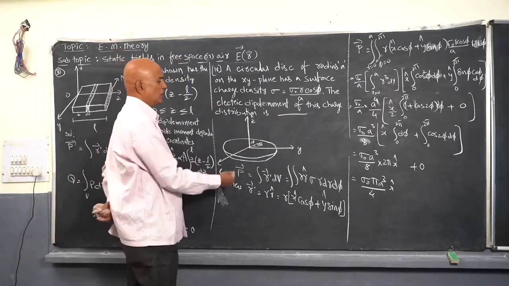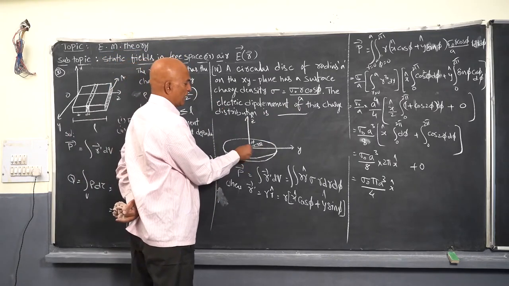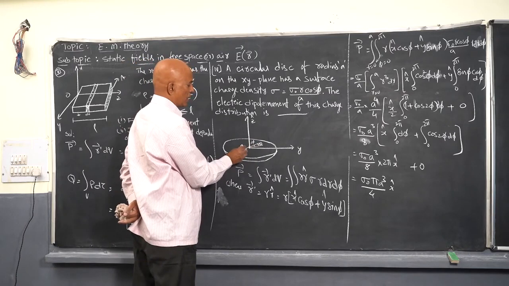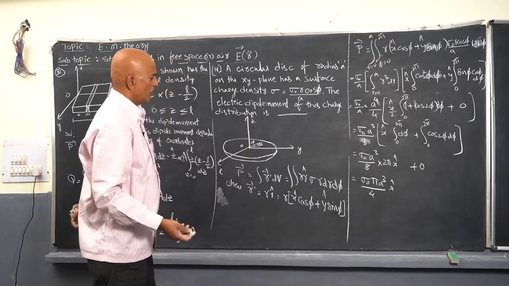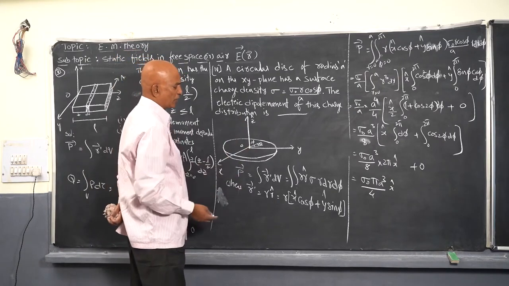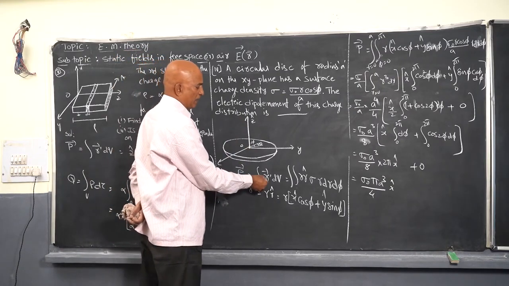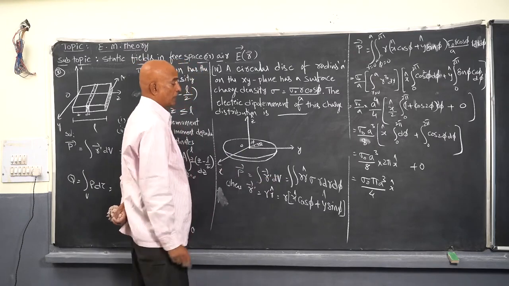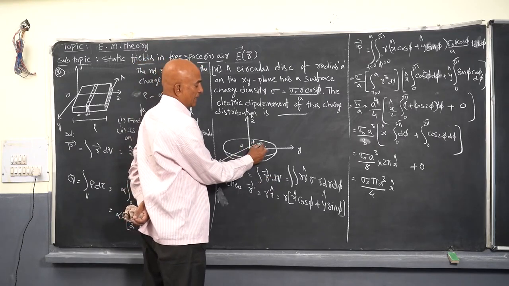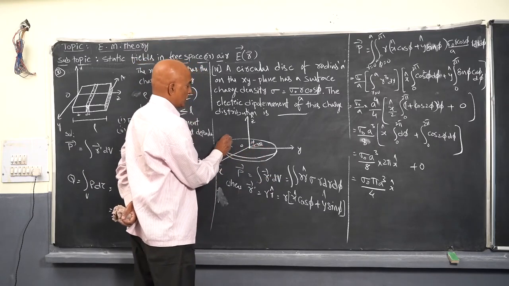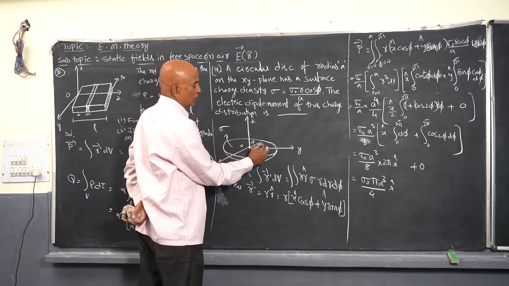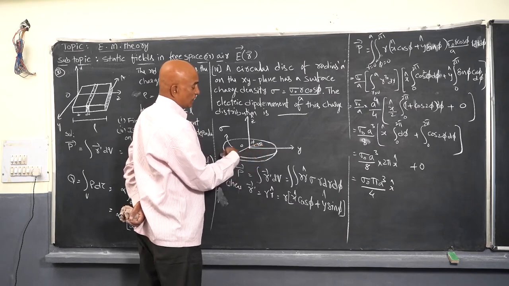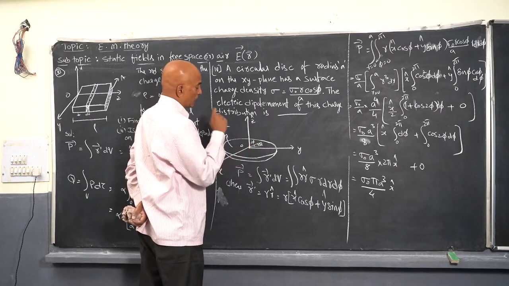Now this is the disc, which is present in the xy plane with the center at the origin O, and the z axis will be the axis of the disc. As usual, the dipole moment of a continuous charge distribution is given by the integral of r prime vector into dq. Here I have taken an area element on this which has a charge density sigma, so what is the charge dq on this area element? Sigma into dA. Now this is a circular disc, therefore I am using cylindrical coordinates.